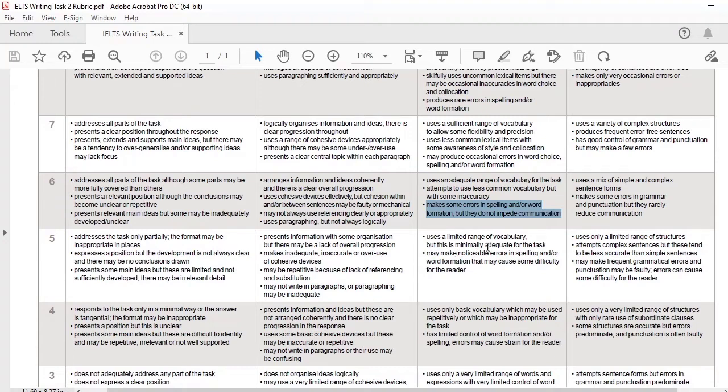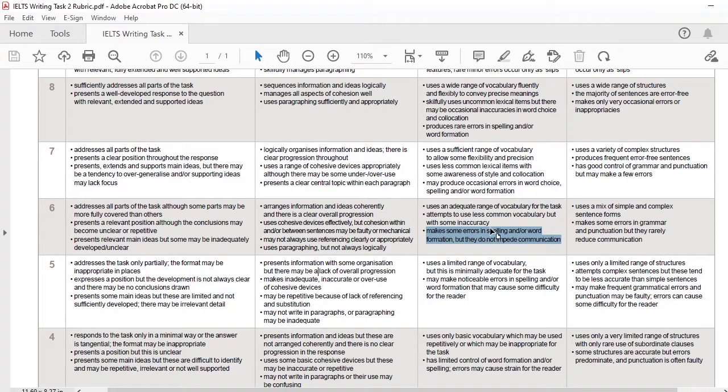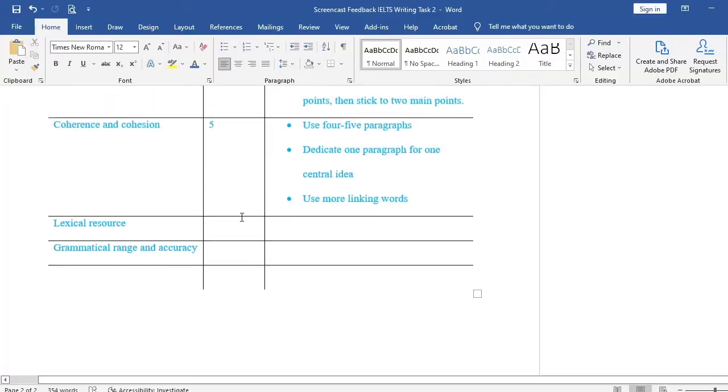Uses a limited range of vocabulary, but this is minimally adequate for the task. May make noticeable errors in spelling and or word formation that may cause some difficulty for the reader. So I think she is somewhere between 6 and 7. I'm giving her a 6 here.